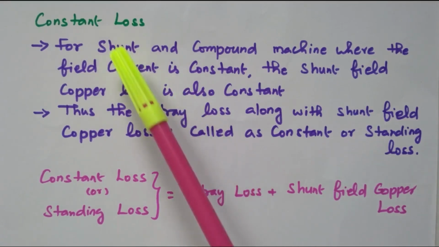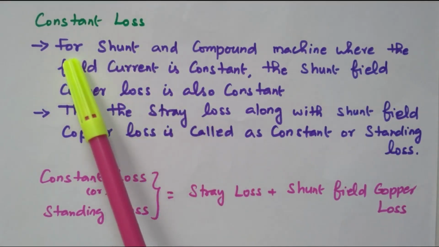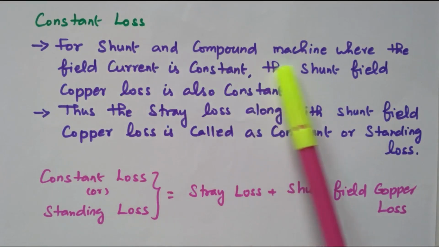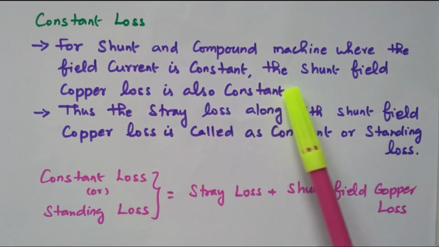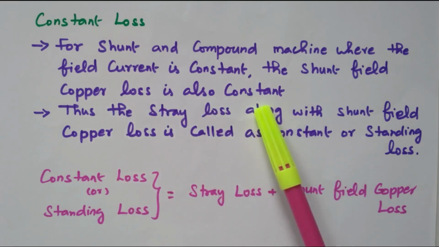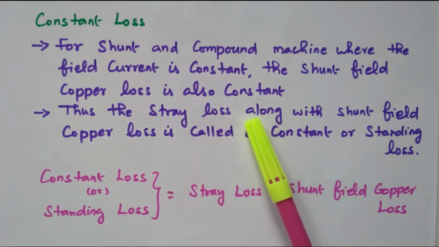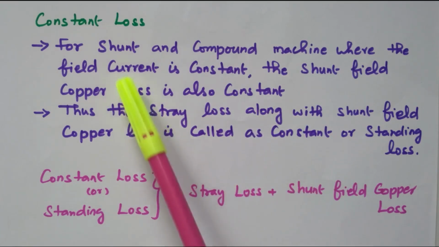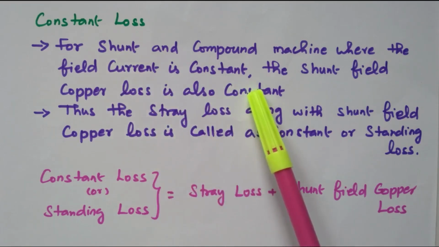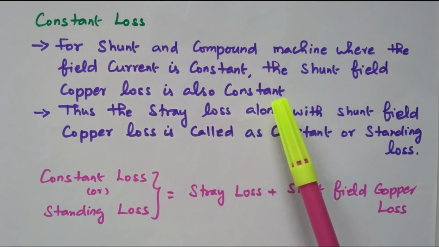So we have one more constant loss. For example, in shunt and compound machines where the field current is constant, the shunt field copper loss is almost constant. Only a very small amount of current is flowing through the shunt field winding. But in the series field winding, full current is flowing. In the shunt field, only a small amount of current is flowing, and it is also not varying.